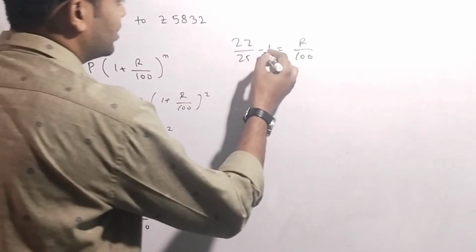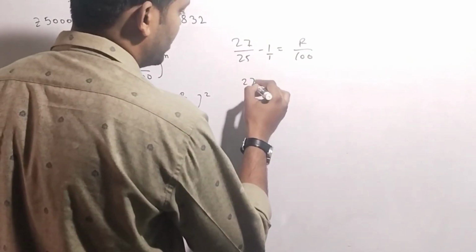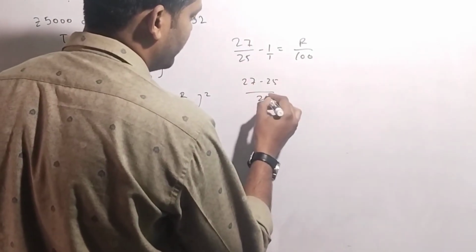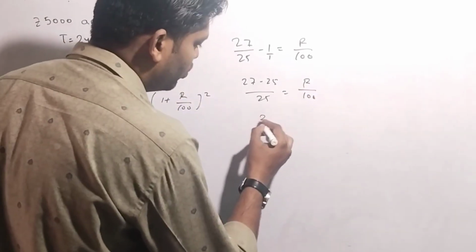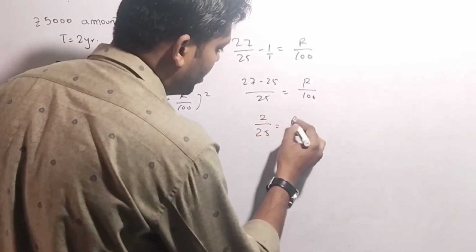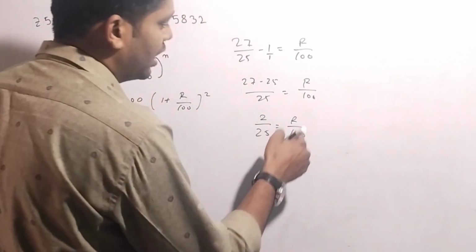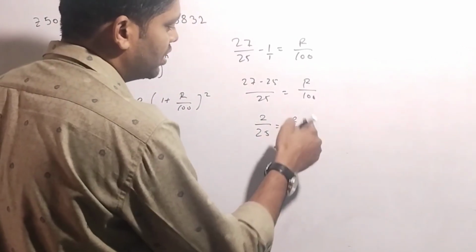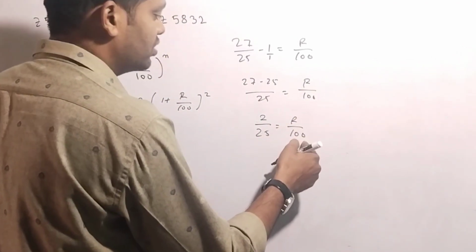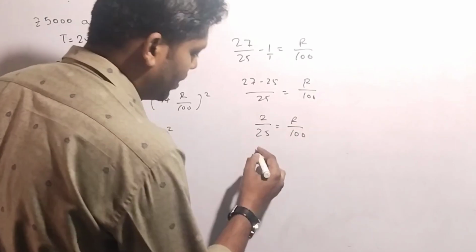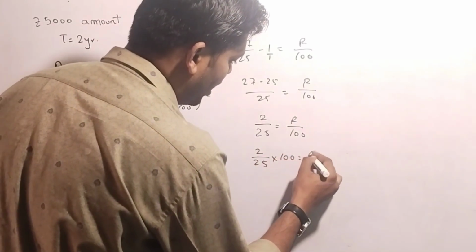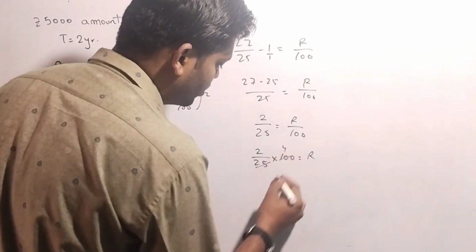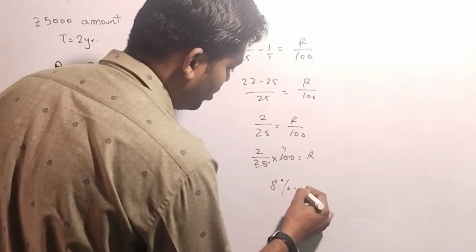Now the LCM will be this much. Now it will be (27 minus 25) by 25 equals r by 100. Now it will be 2 by 25 equals r by 100. So again 100 is there. I need to find out r. What is the relationship between r and 100? It is a divide sign, so you need to multiply. 2 by 25 into 100 is equal to r. So 8% is your rate of interest.